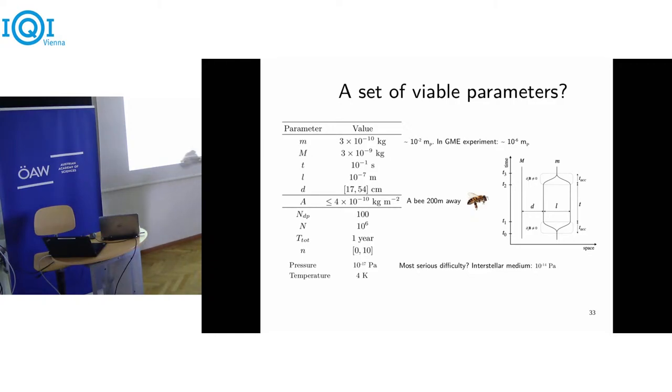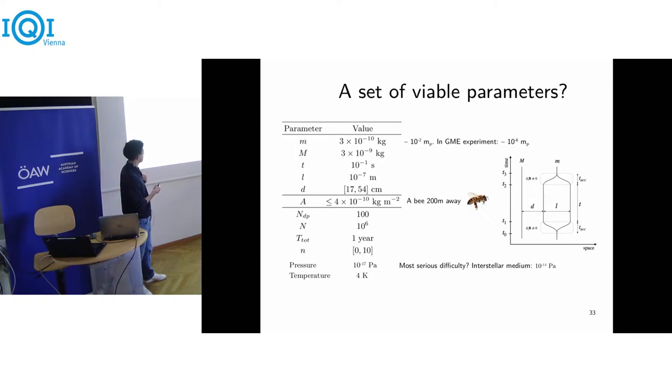So in this table, you have all the parameters and then the value that we have seen that maybe could work, at least the most reasonable, to satisfy all the constraints that I've described. I'm not going to go through all the list of parameters, but I'm just going to comment on some of them. First of all, there is this quantum mass, the mass which is put in superposition, and this should be 10 to the minus 10 kilograms. So it's two orders of magnitude lower than the Planck mass. And that's already quite big, of course, for the experiments that we can do nowadays.